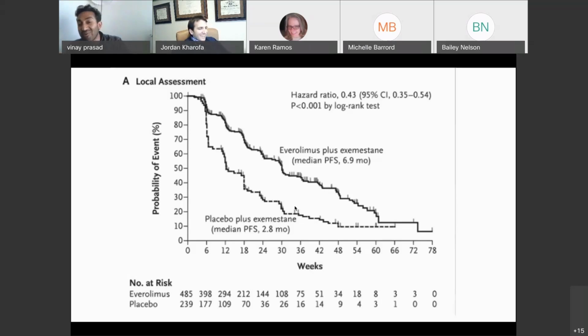So if I were to tell you that the long-term follow-up to this study has actually shown no survival benefit at all, there's no OS benefit, it just improves PFS. So why does it improve PFS?